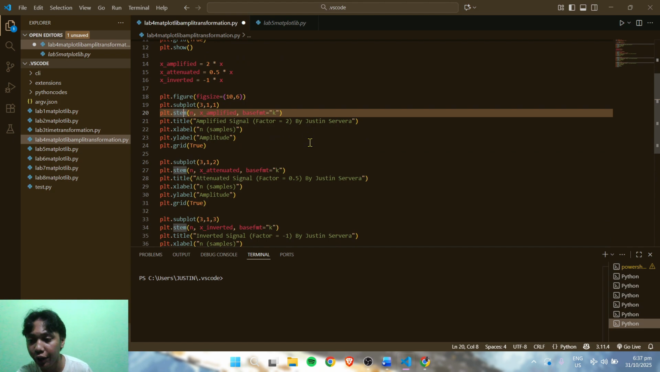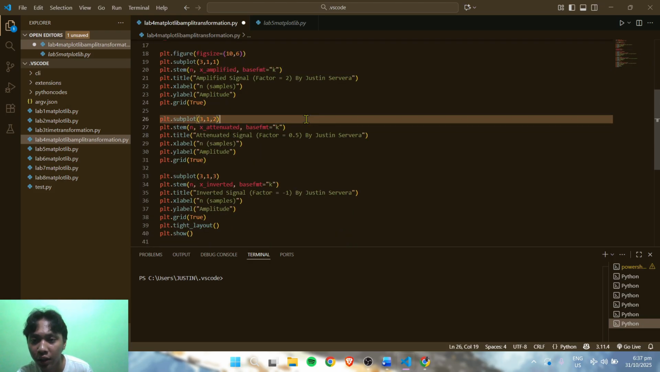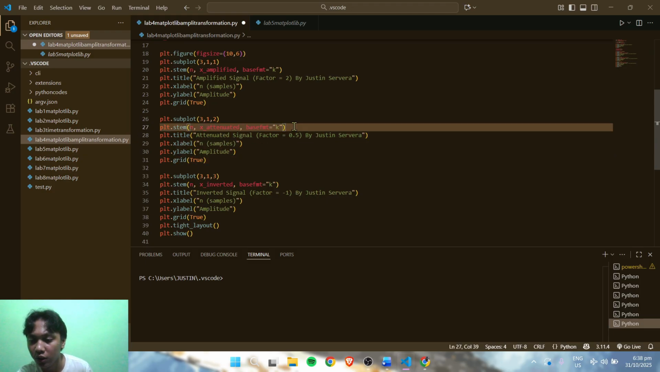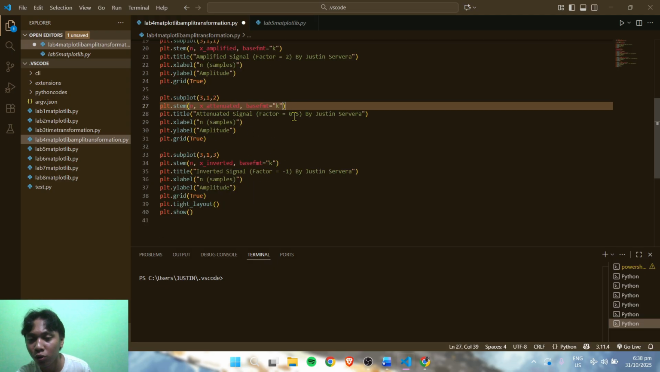So this starts a new figure, and this shows the amplified version of the original signal. It is amplified because it is multiplied by 2, so the height of the waves, all waves, are doubled. For the attenuated, second plot, for the title, the plot label and grid. This is the second subplot showing the attenuated version of the original signal. Since it's multiplied by 0.5, the wave appears shorter, half of the height of the original signal.